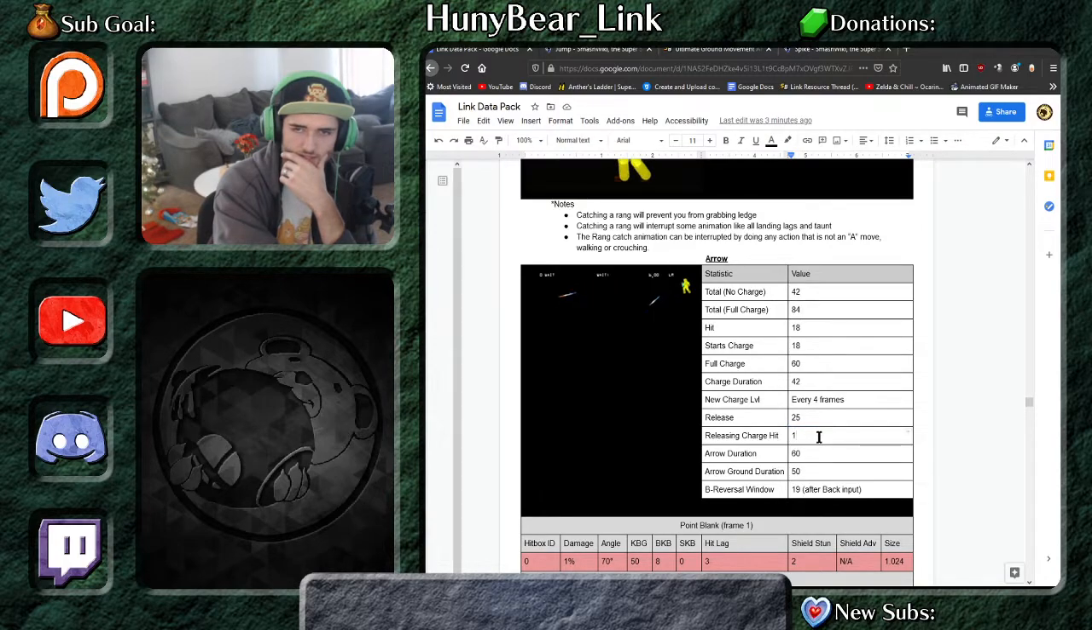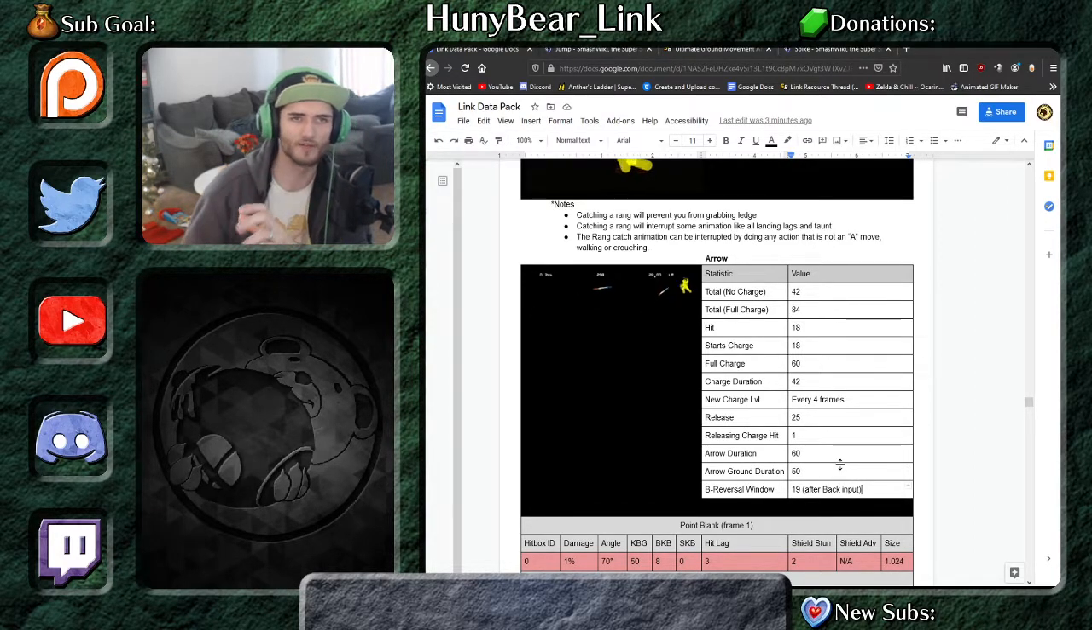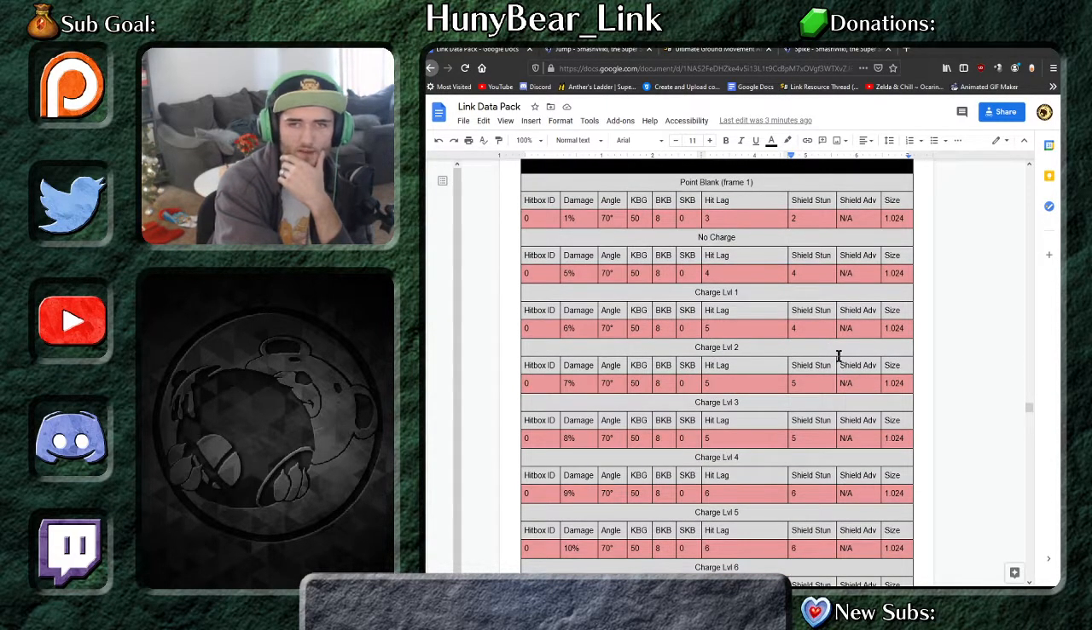Release charge, it hits on frame 1. So as soon as you release the button, it'll hit on like frame 1, which is pretty neat. Arrow duration: it lasts 60 in the air, and then once it hits the ground, it'll last 50. So technically, you can make it last like 110 frames, which is kind of weird. B reverse window, frame 19 after back input. So flick the stick back, press the B button. You can do it whenever you feel like, really.